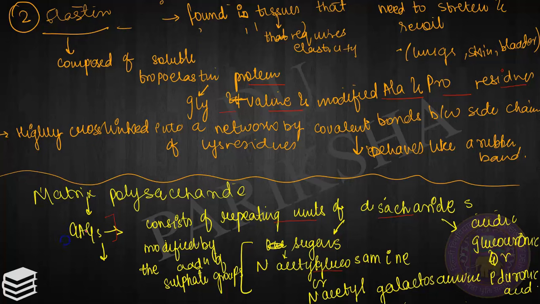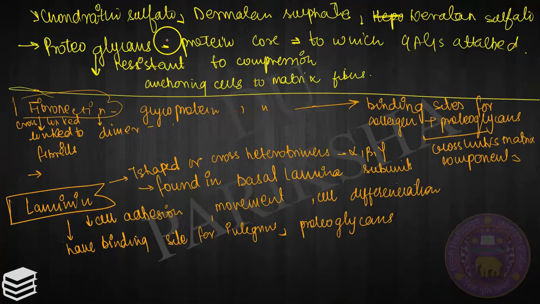GAGs form hydrated gels because of the high density of negative charges, either carboxyl groups or sulfate groups. So they attract cations from the environment and trap water molecules by osmosis. So they form hydrated gels, thereby providing mechanical support to the extracellular matrix. The most common GAGs are chondroitin sulfate, dermatan sulfate, keratan sulfate, and heparan sulfate.